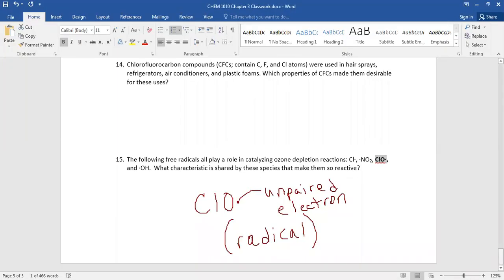And that brings us to the end of the Chapter 3 practice problems.